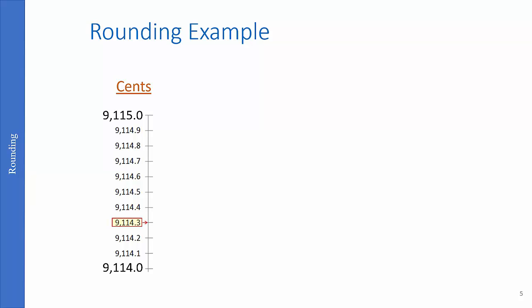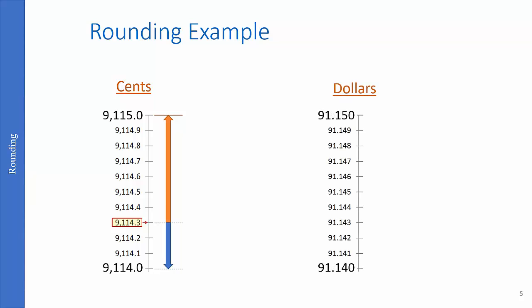Let's see how we can round that off on a scale. We have 9,114.3 cents, and we can see that that's closer to 9,114 than it is to 9,115. Here we're rounding off to the nearest cent. Let's do the same thing now in a dollar scale. So we mark our $91.143, and once again we can see that we are closer to $91.14 than to $91.15.